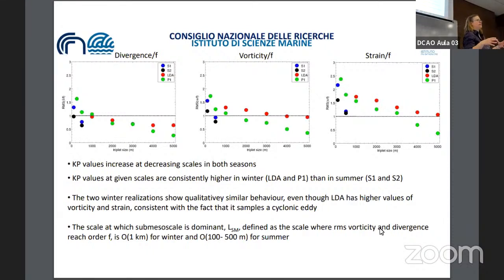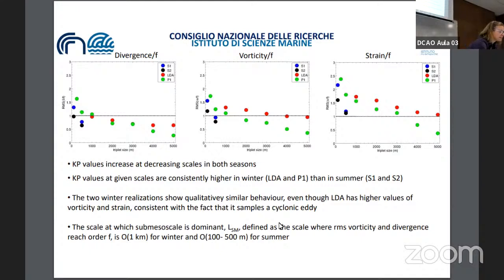So if we imagine clustering all these individual values of kinematic properties that we've got from the analysis, we can try to see what is the scale dependence of these properties. This example is based on a Gulf of Mexico drifter deployment, and we have both summer and winter deployments. The winter ones are the red and the green, while the summer ones are the blue and the black. And we can see that in general, the values of the kinematic properties decrease at increasing scales in both seasons. And the kinematic properties values are consistently higher in winter than in summer.